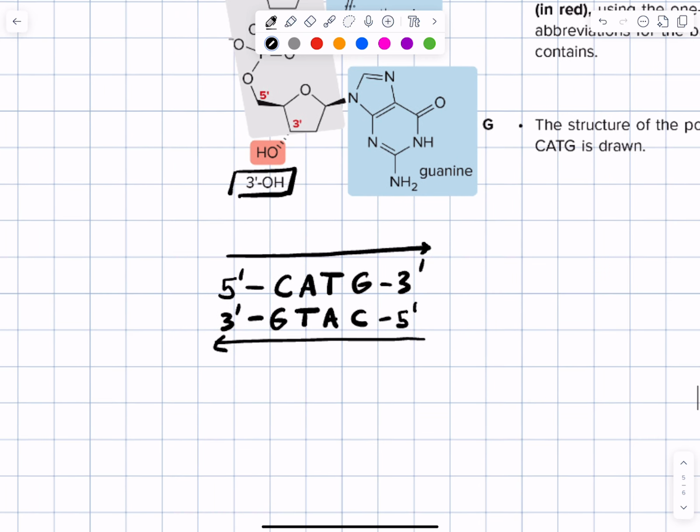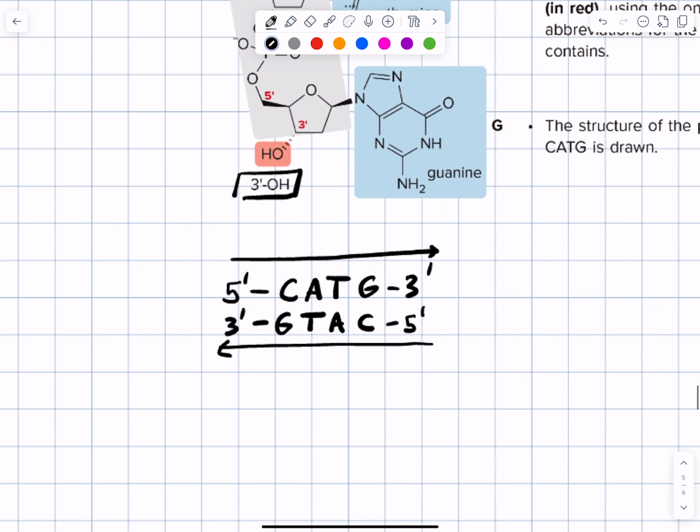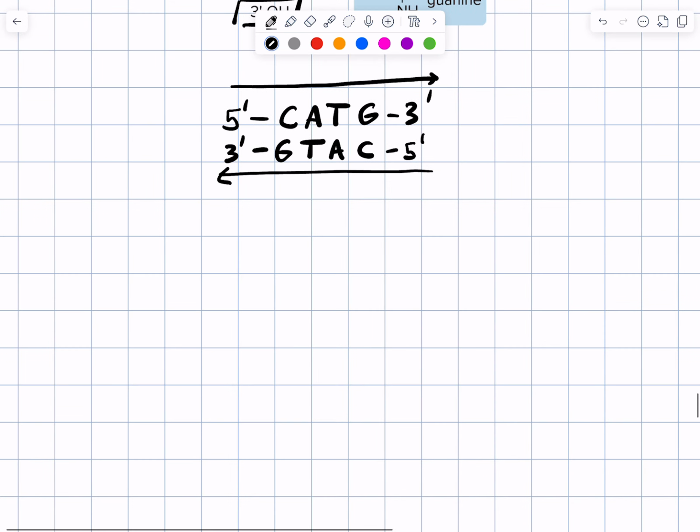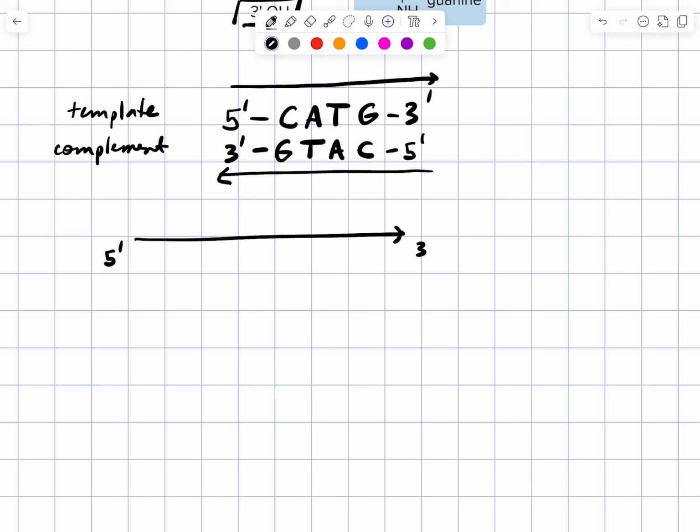So one skill that's going to be useful to you is if you can write out a sequence that's complementary to a sequence that you're given. And notice, we'll call this one on the top the template, and then this is the complement. If I write out the complement in this direction from 5' to 3', that complement is CATG.